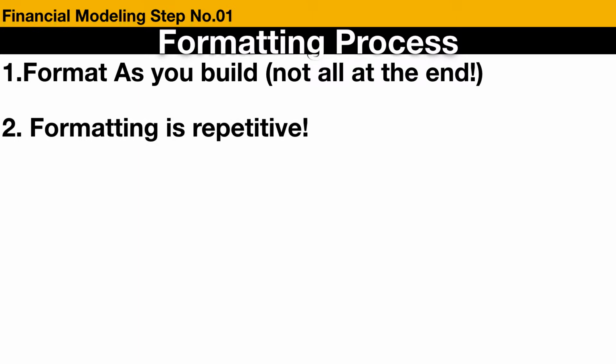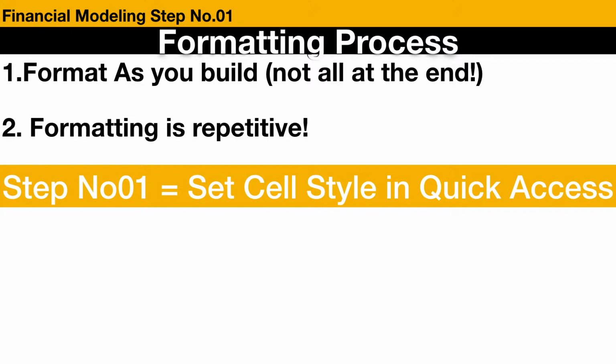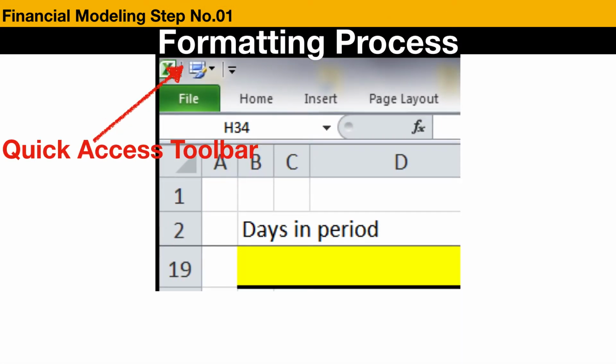Therefore, the first step of the modeling is to set the formatting function in the Quick Access toolbar. Excel's Quick Access toolbar allows the modeler to access instantaneously any function of his choosing. This saves significant time when formatting the model.